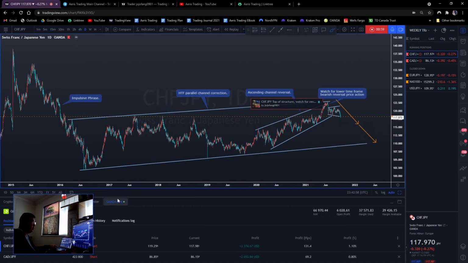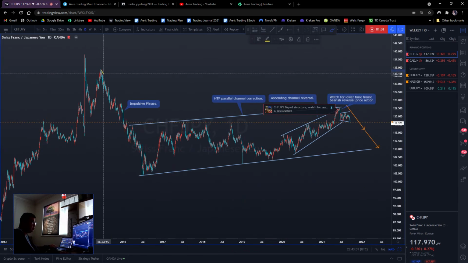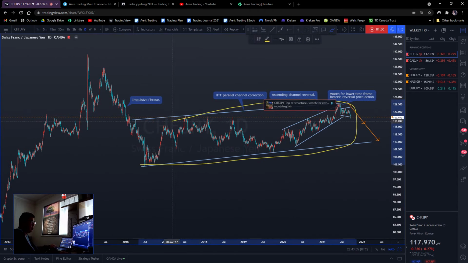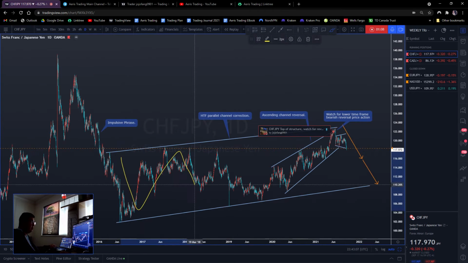So Swiss yen here, starting from the higher time frame. We know that the price has been impulsively pushing to the downside, and we have a larger kind of structure in the making. We know that this is a parallel kind of channel structure, and that could lead to a continuation of bearish price action.